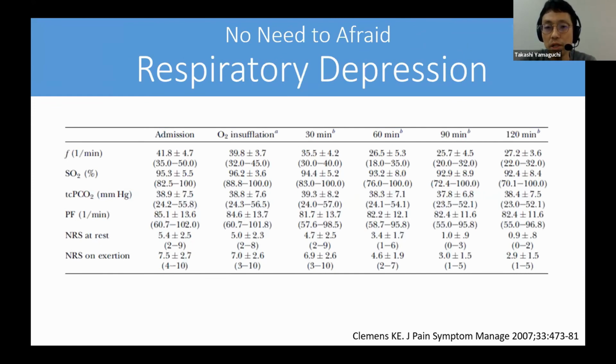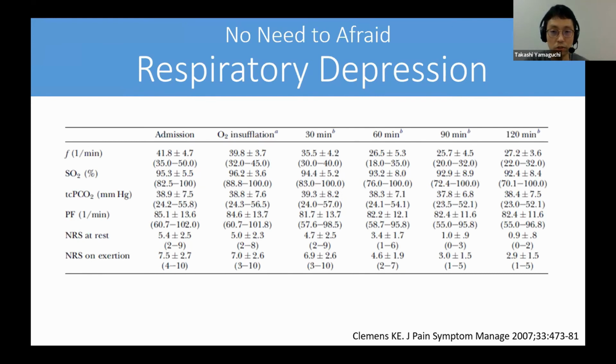So many healthcare providers have a fear of respiratory depression when using opioids for dyspnea, especially in fragile patients, such as advanced cancer patients. But this study by Clemens from Germany showed that we don't have to be afraid when we use opioids for the management of dyspnea.